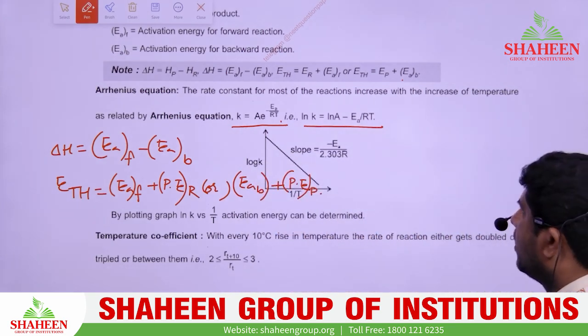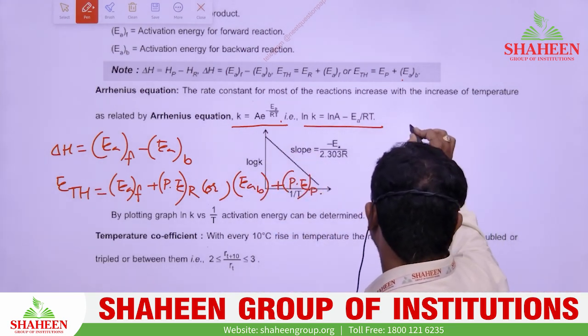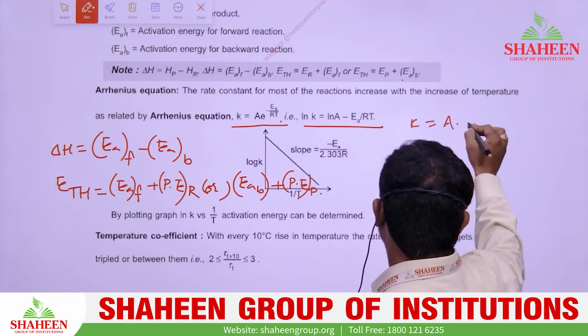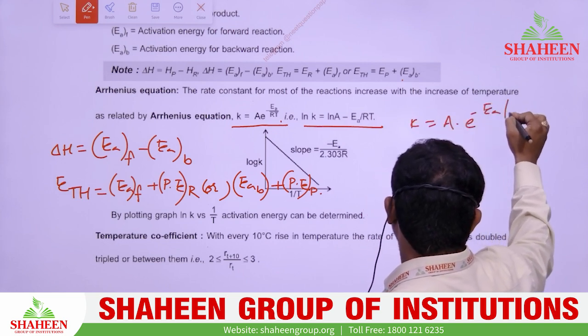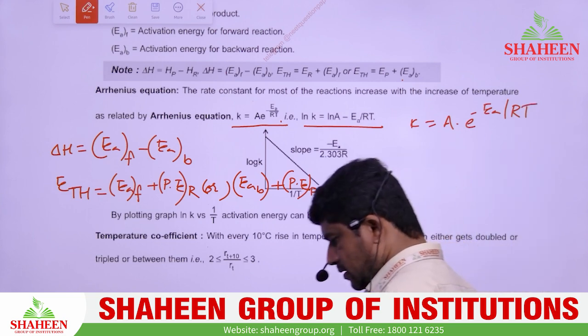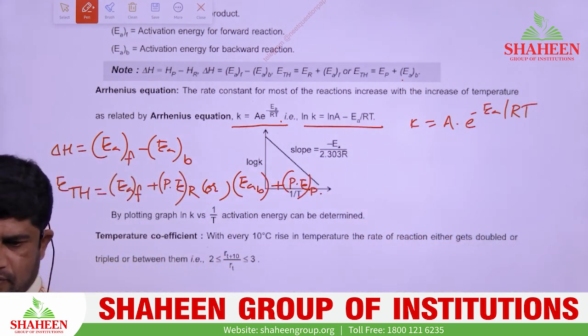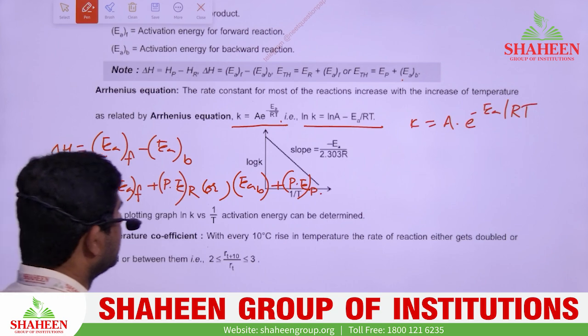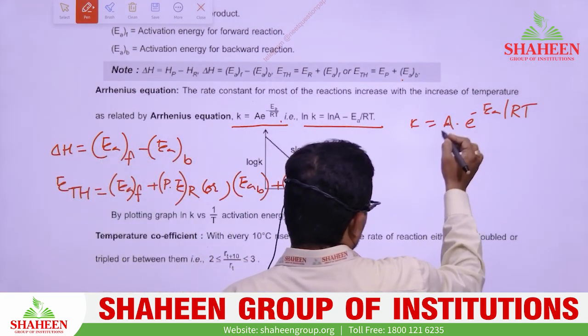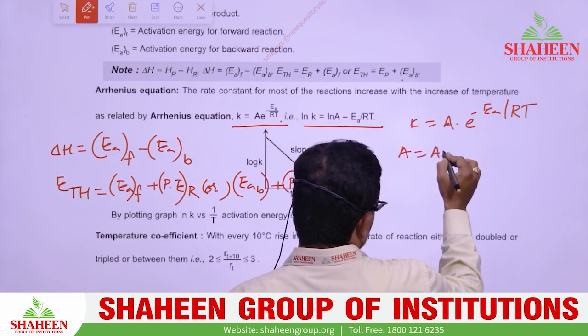Now, what is the Arrhenius equation? K is equal to A e power minus EA by RT. So here A means what? A means the Arrhenius constant.